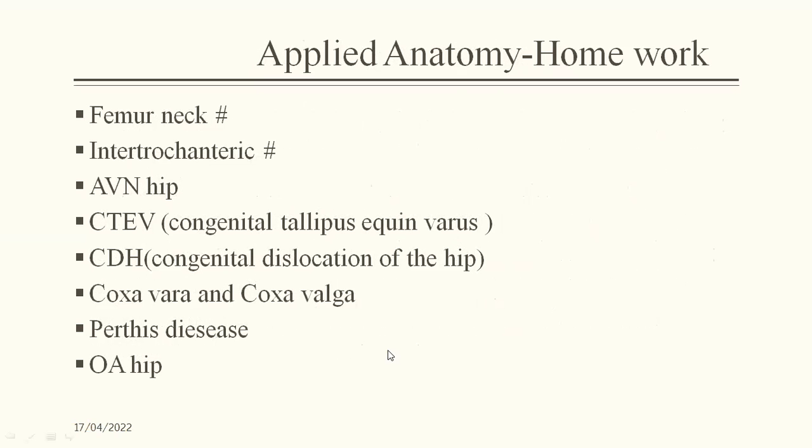Then the applied anatomy. This is the homework for you. You have to find out about fracture of the femur neck, intertrochanteric fracture, avascular necrosis of the hip, which is the vascular necrosis of the hip. Then CTEV and CDH, which you will find in pediatric patients: congenital talipes equinovarus and congenital dislocation of the hip joint. Then coxa vera, coxa valga, Perthes disease, and osteoarthritis of the hip joint.